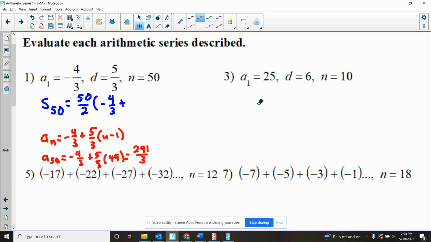Okay, so coming back, I know now that my last term is the 241 over 3. So one last time, we'll run this all through the calculator. 25 times negative 4/3 plus 241/3 takes us to an overall sum of 1,975. So there you go. Same as what we did before. The only difference is that we have to do a little bit more work to find that last term.